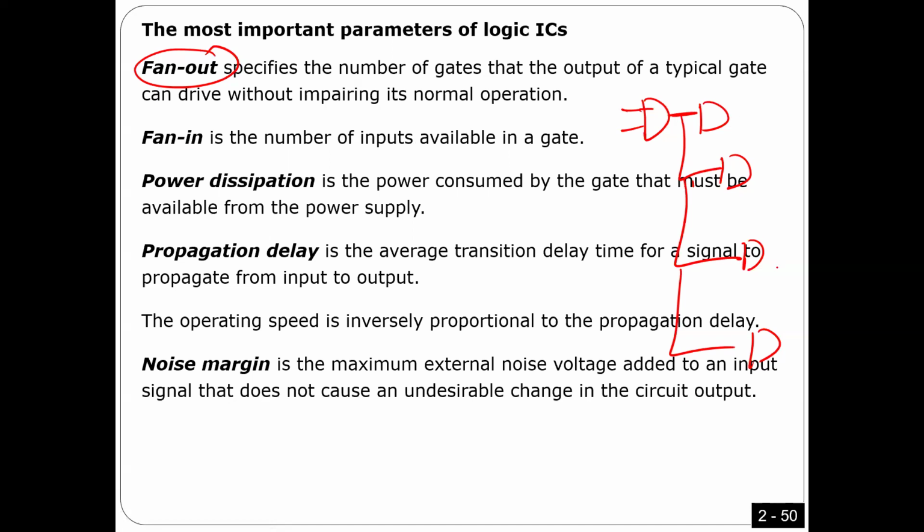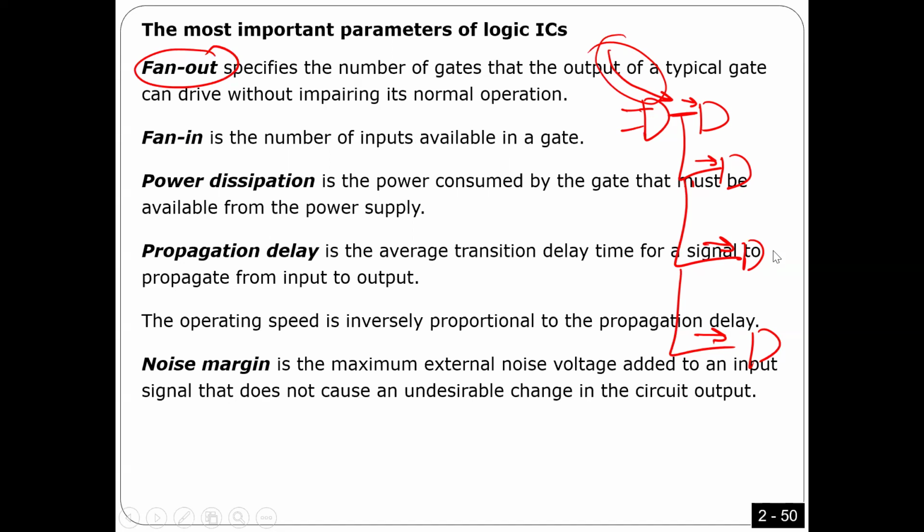Because every gate has a transistor inside it. This transistor needs current. So here we need some current, here we need some current, to operate the transistors. However, there is a restriction on the total power. The total current you are going to take from this gate, there is a restriction on this current. This current is going to be divided among the gates. That's why there is a limit.